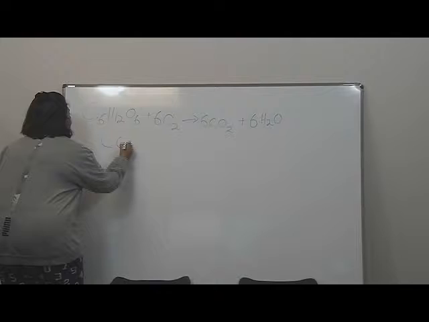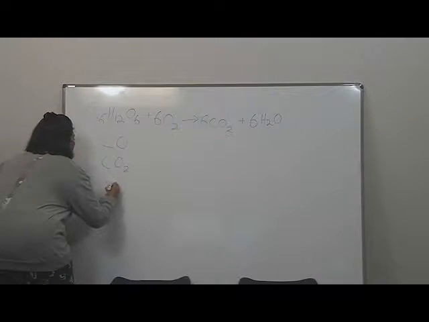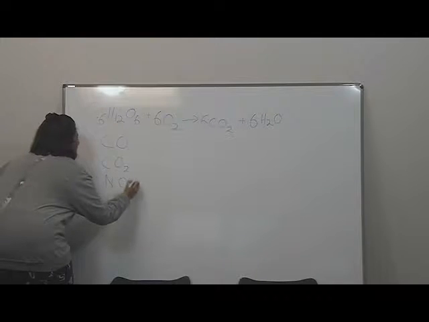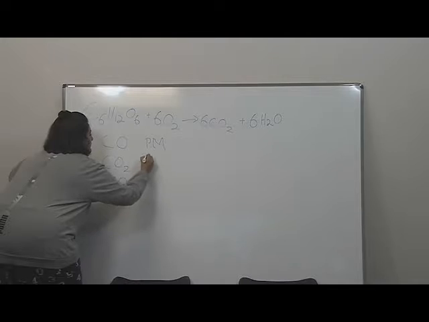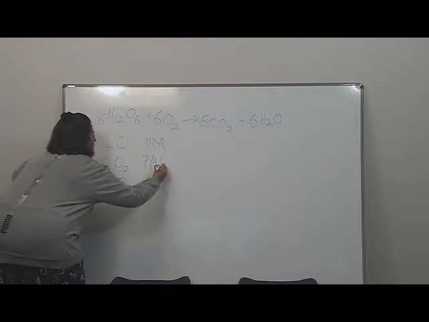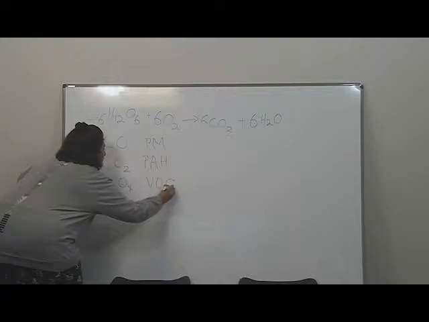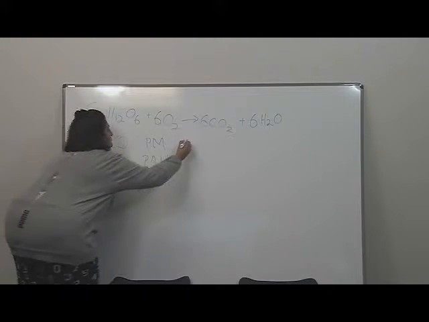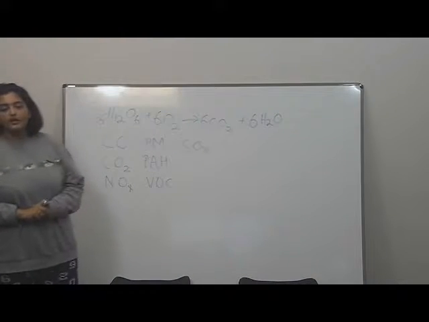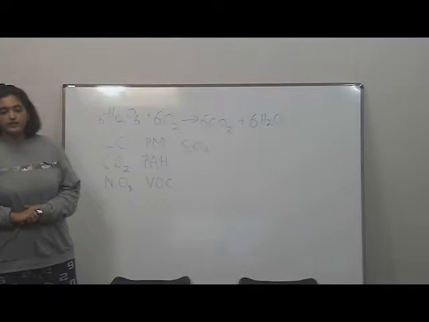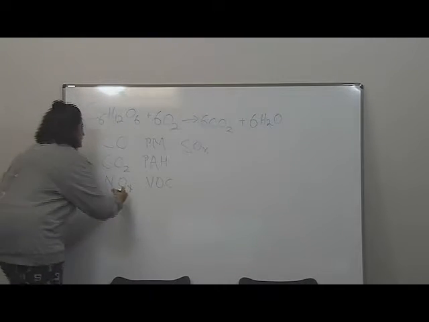Carbon monoxide, carbon dioxide, nitrogen oxides, particulate matter, polycyclic aromatic hydrocarbons, and volatile organic compounds. Also to add, sulfur oxides. So, once in the atmosphere, some of these chemicals may react to form secondary chemicals such as ozone.